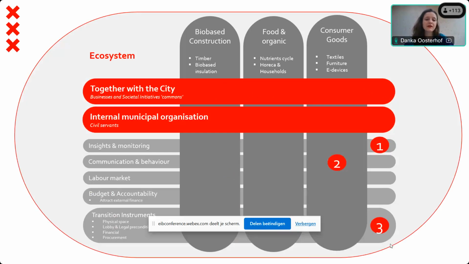The communication on behavior is on the intersection between our behavioral programs and our consumer goods value chain. And the last one is on the financing instruments and how to change the financial system to help entrepreneurs in Amsterdam get their circular business models, product-as-a-service business models, financeable without the risks that are perceived by the financial sector.